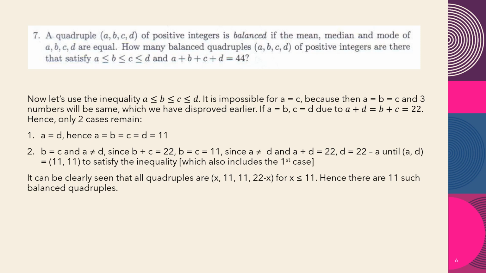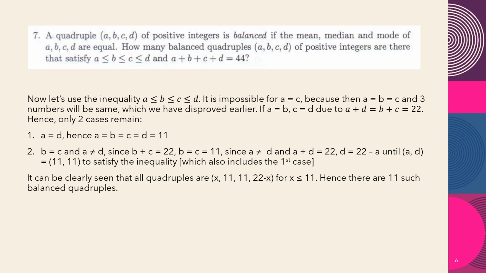So we look at this, and what will our final solution set be? We are not going to list them all out, because listing is usually very inefficient in these kinds of problems. But our general finding is that all our quadruples are in the form t, 11, 11, and 22 minus t. You can see A and D sum up to 22, B and C sum up to 22, and all of these follow the inequality A less than or equal to B less than or equal to C less than or equal to D.